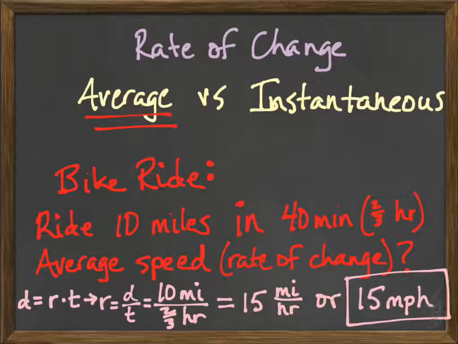However, this 15 miles per hour can be a misleading number. It doesn't mean that we traveled 15 miles an hour the entire time period. It just means that over the length of those 40 minutes, we averaged 15 miles per hour. It's more likely that we spent quite a bit of time traveling less than 15 miles per hour and quite a bit of time traveling more than 15 miles per hour.